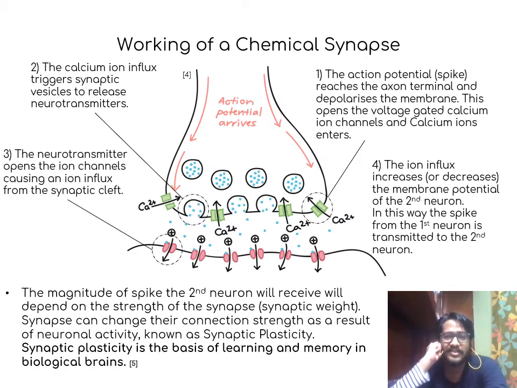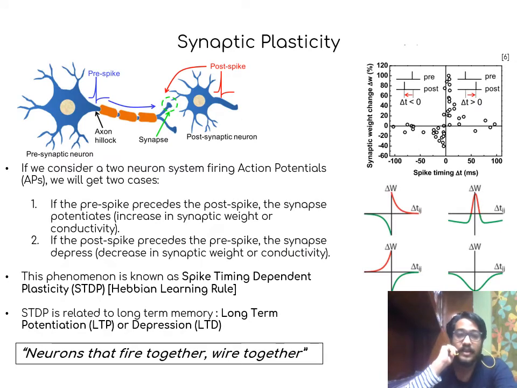One thing to notice here is that the magnitude of the action potential received by the second neuron will depend on the synaptic weight or conductivity. In fact, synapse has the ability to modulate its strength according to the neuronal activity going around it. This phenomenon is known as synaptic plasticity, and it is the basis of learning and memory in biological systems. One important type of synaptic plasticity is spike timing dependent plasticity, or STDP.